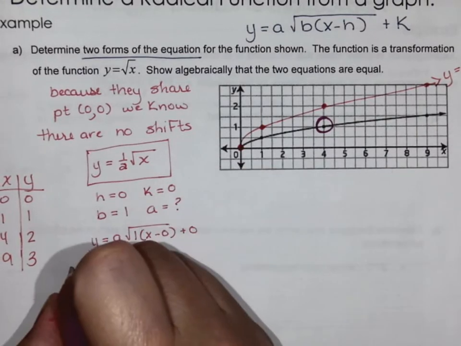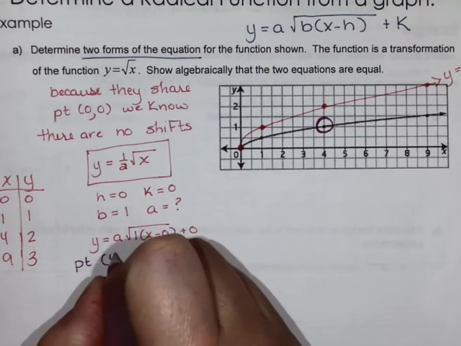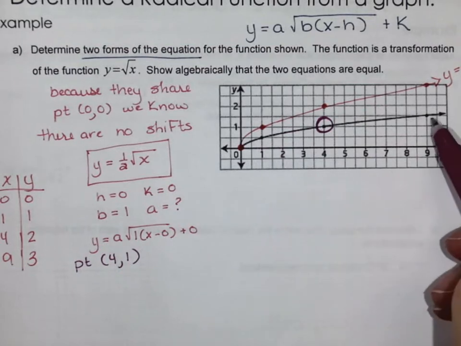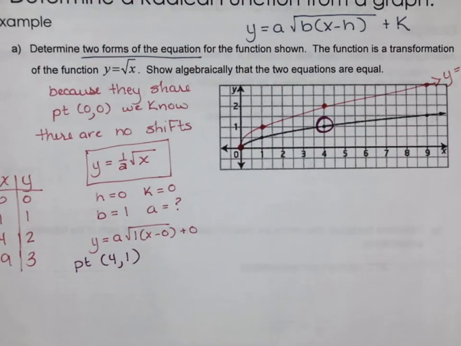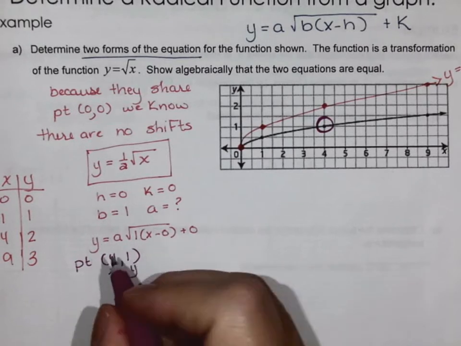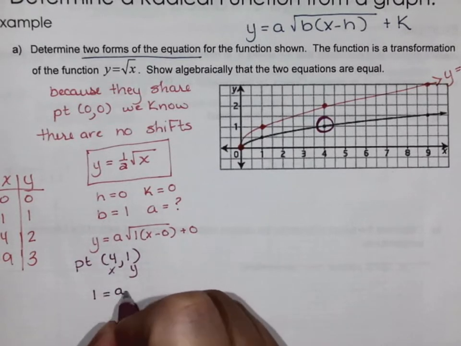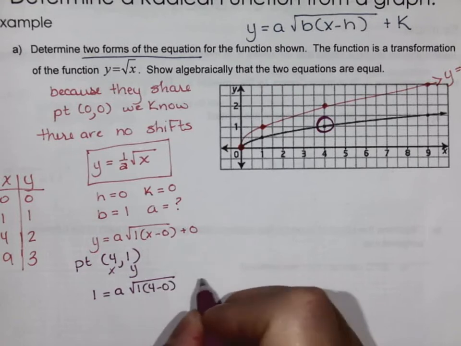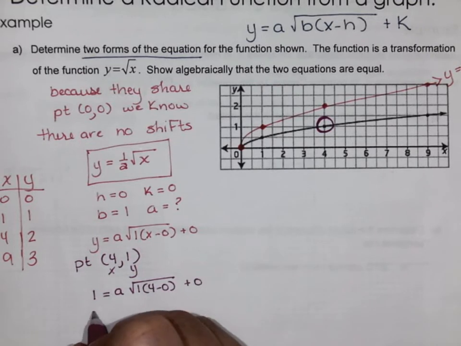I'm picking the point (4, 1). I didn't pick this one because it's a decimal, and I didn't pick that one because it's a decimal. I'm just staying away from the decimals. We're going to substitute this in for the x and y in the equation. So 1 equals a bracket 1 times 4 minus 0, plus 0.